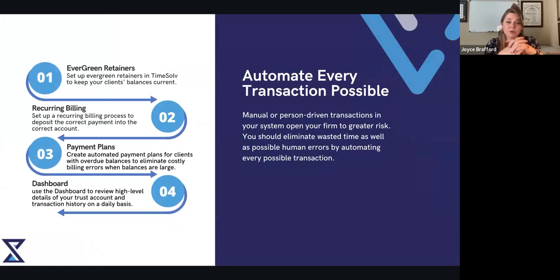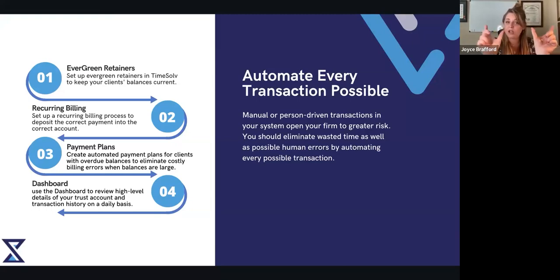I want you to have evergreen retainers for anyone who has money in trust that you bill against. I want you to automatically bill to keep those evergreen retainers replenished, right? You can do this in TimeSolve. You can have an automatic recurring billing system to keep money in that evergreen retainer at a specific point that you then bill against.